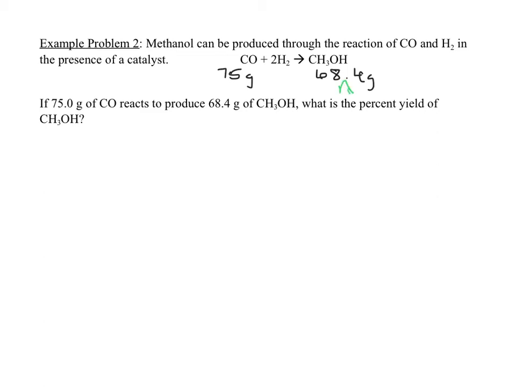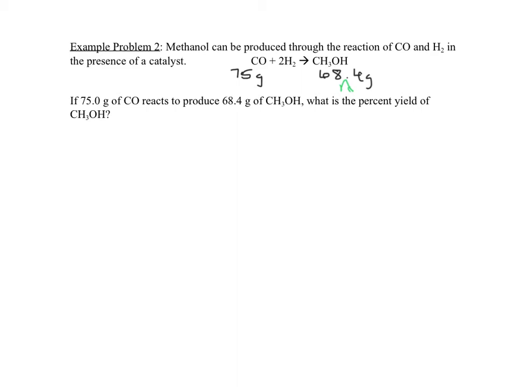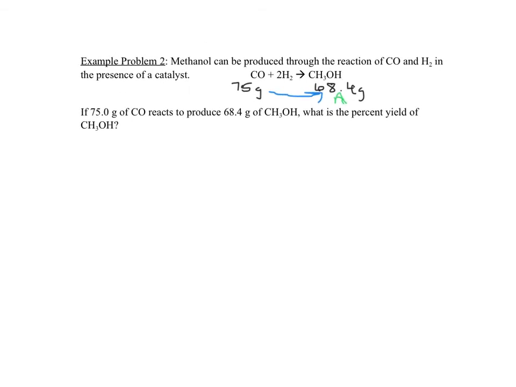I'm going to go ahead and label that with an A, but that 75 is not our theoretical. We can, though, use that to calculate how much should be theoretically made using stoichiometry. So that is going to become our theoretical. So we have to first calculate our theoretical using stoichiometry.